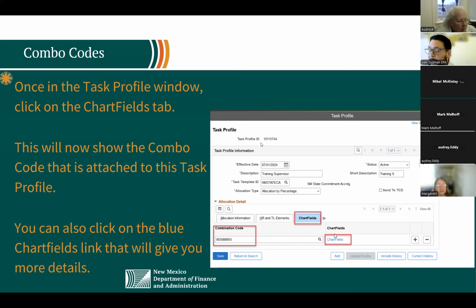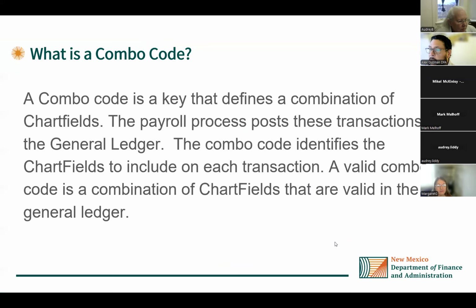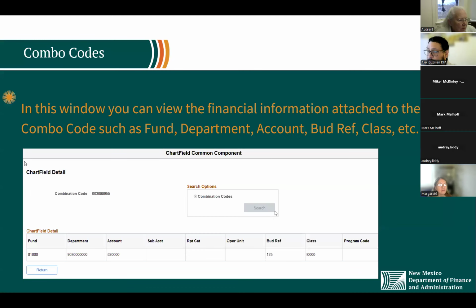And here you also can get more information by clicking chart fields, and we'll look at that here in just a minute. So what is a combo code? A combo code is a key that defines a combination of chart fields. The payroll process posts these transactions to the general ledger, and the combo code identifies the chart fields to include on each transaction. A valid combo code is a combination of chart fields that are valid in the general ledger. So just a brief description of what a job combo code is.